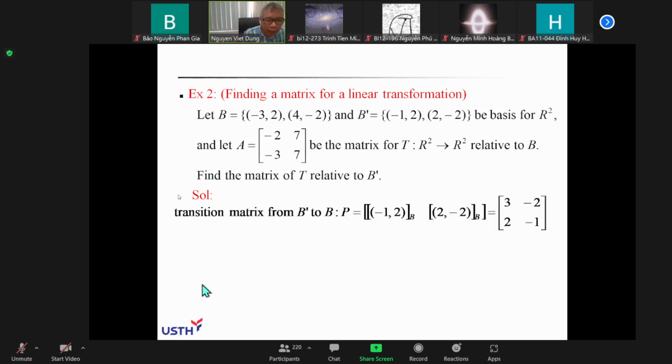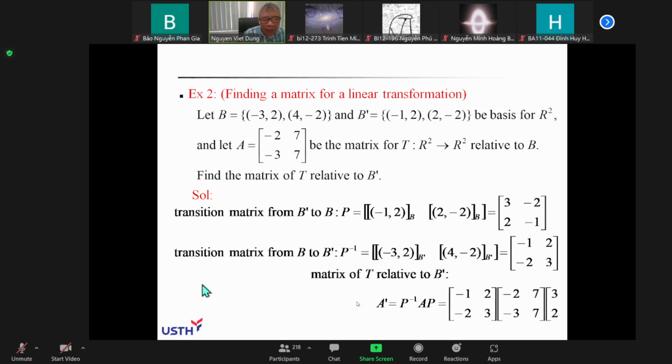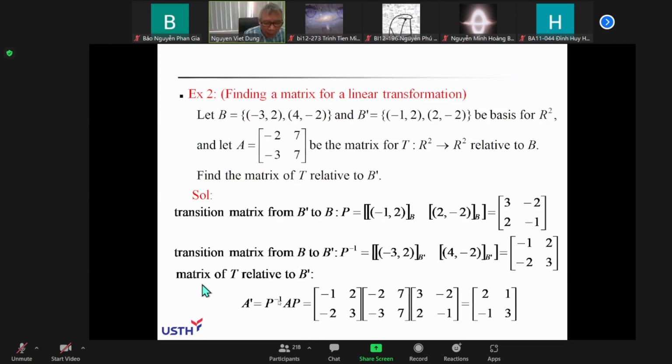Here, the transition matrix from B prime to B, we know already how you can get it, and it is here. And the transition matrix from B to B prime will be that one. Then A prime equals P inverse multiplied by A multiplied by P. We get that one. So that is a way to deal with that.